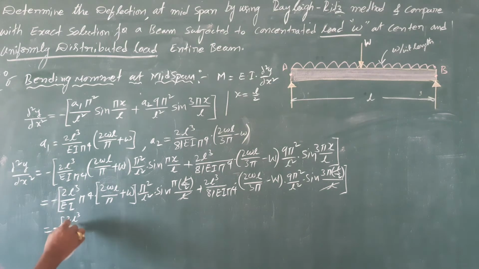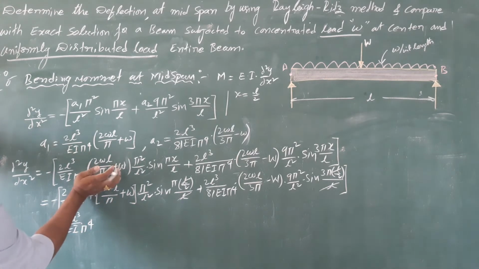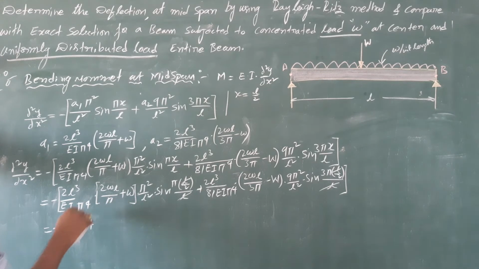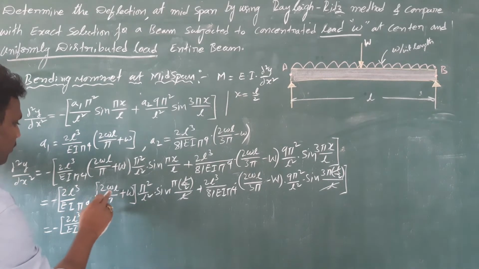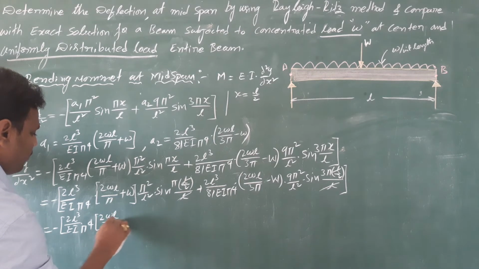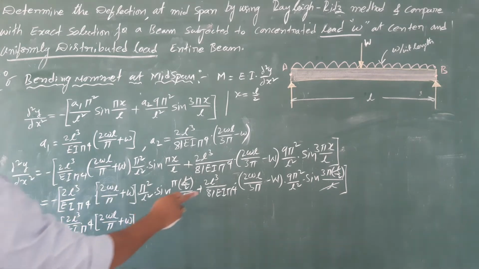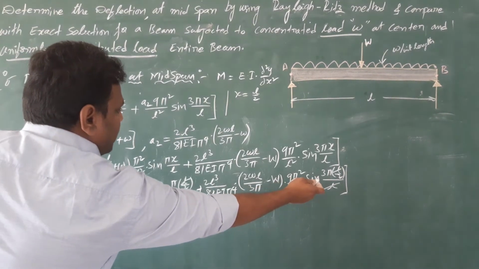2L square, L cube by EI into pi power 4, into 2WL by pi plus W. Okay, next here, minus, we got minus 1.